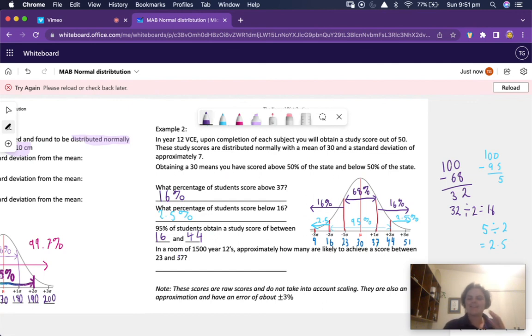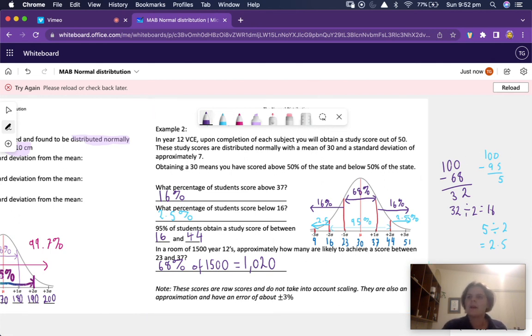And now finally, let's put this into a little bit of an experiment. If we had 1,500 year 12s, how many would you expect to get between 23 and 37? So between 23 and 37, we would expect 68%, because that's within one standard deviation from our mean. So that means we're expecting 68% of 1,500. I'd say this is probably going to be a calculator question. So I'm just going to type this into my trusty calculator on my phone as 0.68 times 1,500. And that is 1,020. So that's most out of your 1,500.